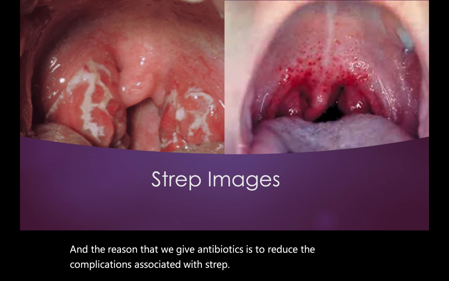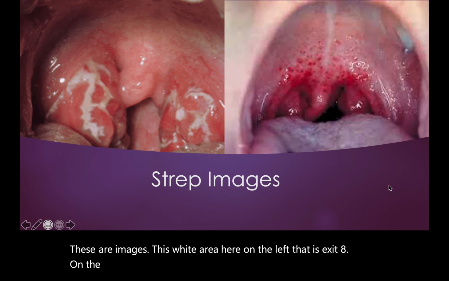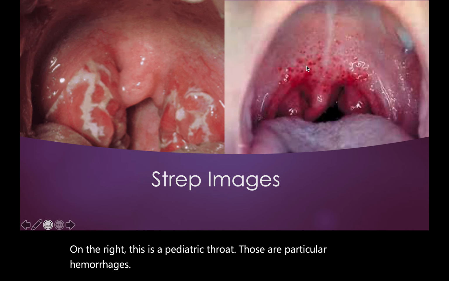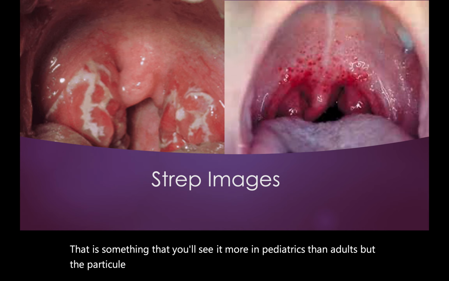These are images. This white area here on the left, that is exudate. On the right, this is a pediatric throat. Those are petechial hemorrhages. That is something that you'll see more in pediatrics than adults, but the petechial hemorrhages are a hallmark symptom of strep.